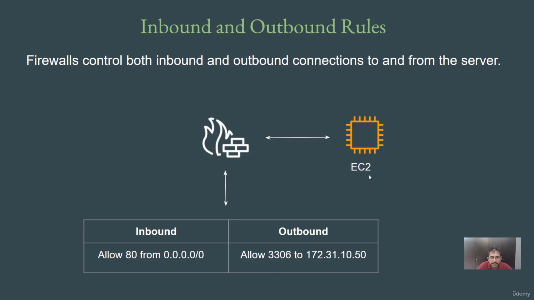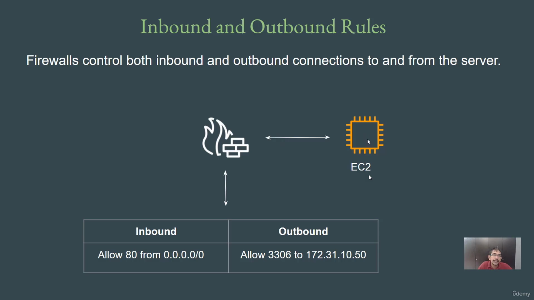Now one thing that we need to understand before we conclude this video is that firewall can control both the inbound and outbound connection to and from the server. For example, we have looked into the inbound connection like allow 80 from the internet, which is 0.0.0.0. So this is one part. You also have the firewall that acts as an outbound blocker as well. For example, if you are logged into the EC2 instance, this EC2 instance should be able to communicate to whom?